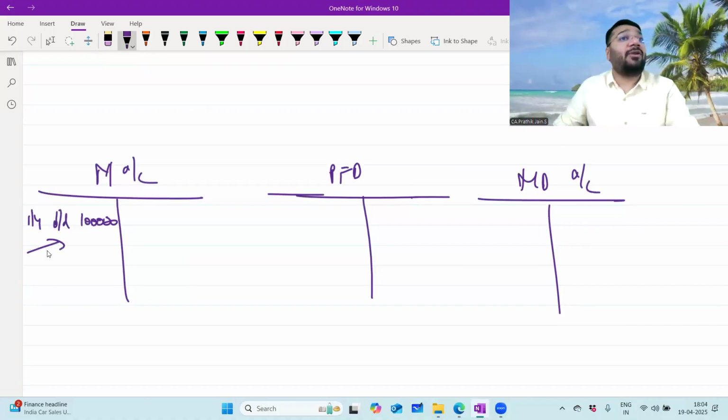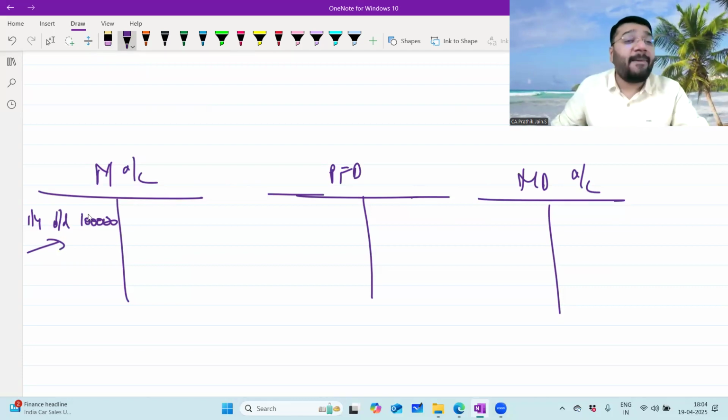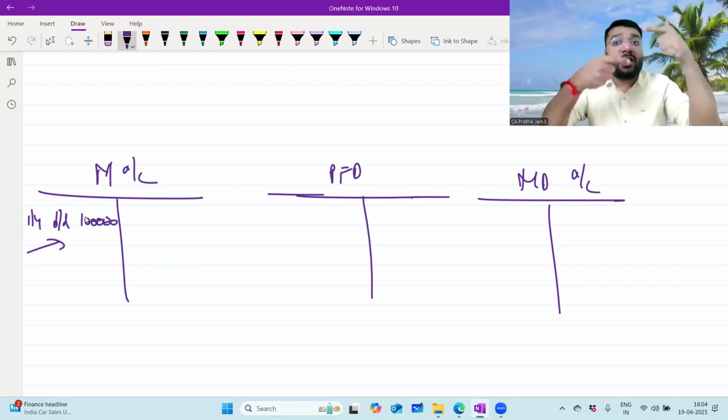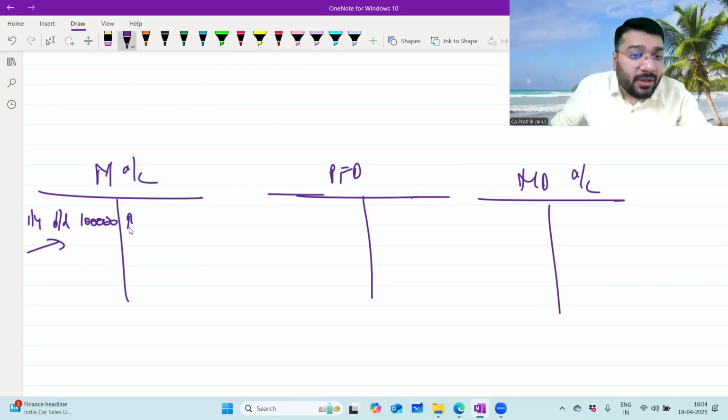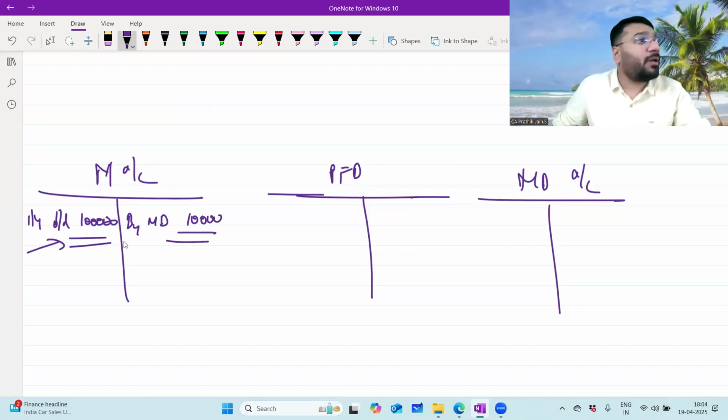Now this machinery is sold, so it no longer needs to be in the machinery account. I'll transfer it to the machinery disposal account. So what is my closing entry? Machinery disposal to machinery. In the machinery account, by machinery disposal, how much? 1 lakh. So the balance is over. In the machinery disposal account, to machinery account, how much? 1 lakh.